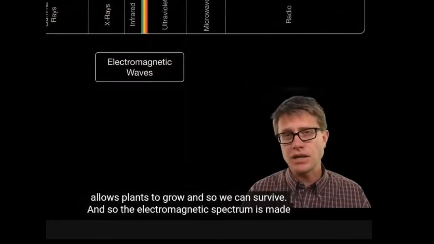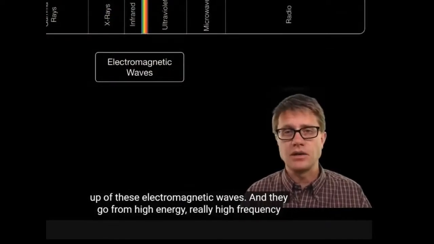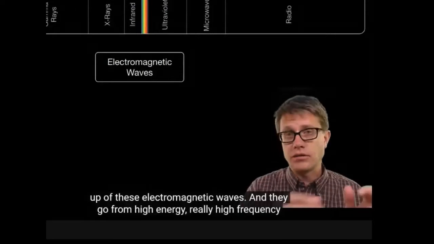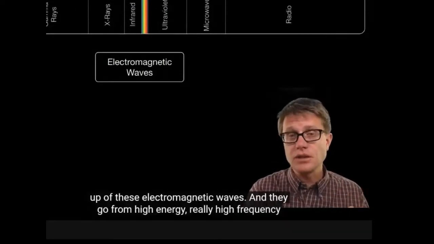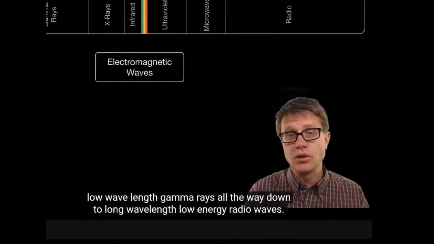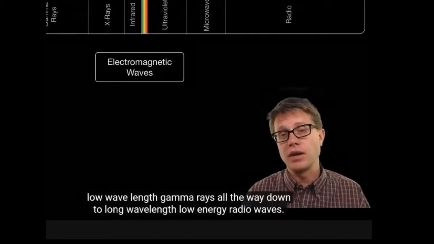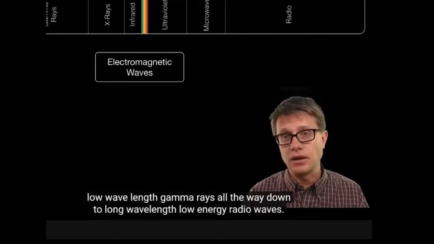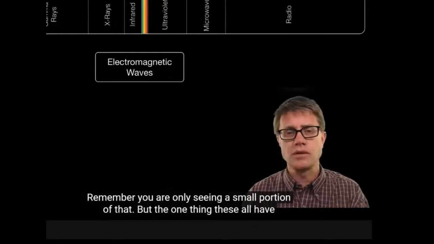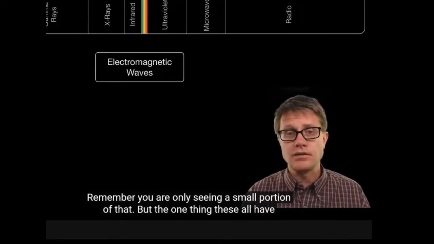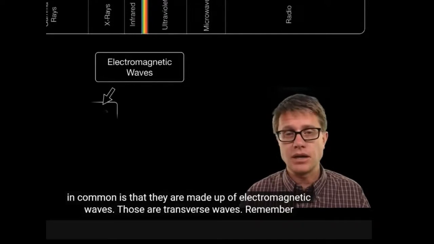The electromagnetic spectrum is made up of these electromagnetic waves, and they go from high energy, really high frequency, low wavelength gamma rays, all the way down to long wavelength, low energy radio waves. Remember, you're only seeing a small portion of that. But the one thing these all have in common is that they're made up of electromagnetic waves.